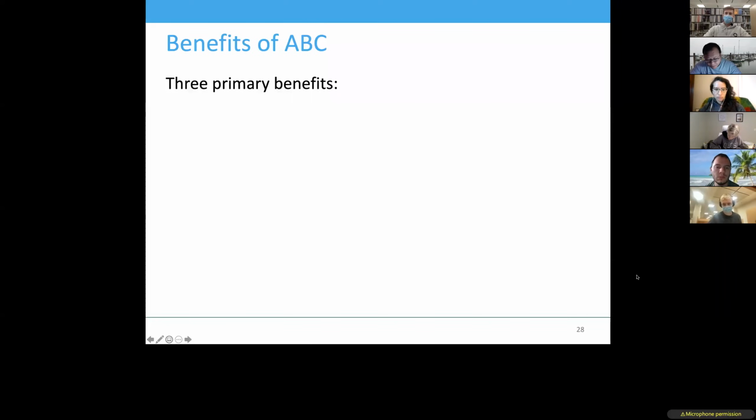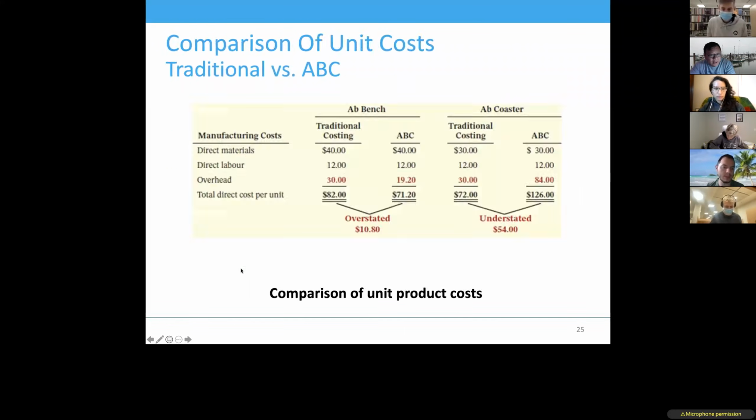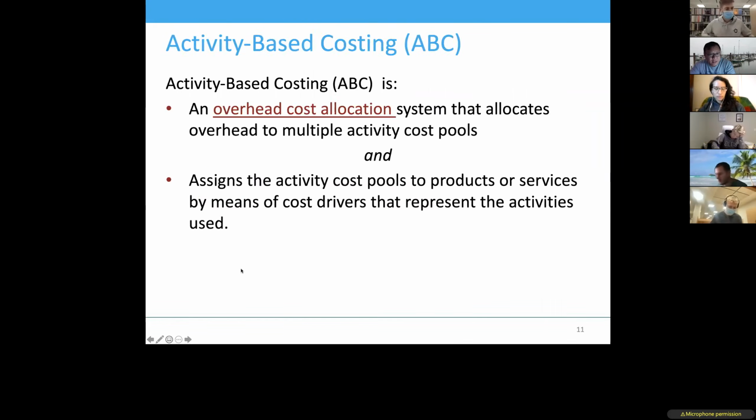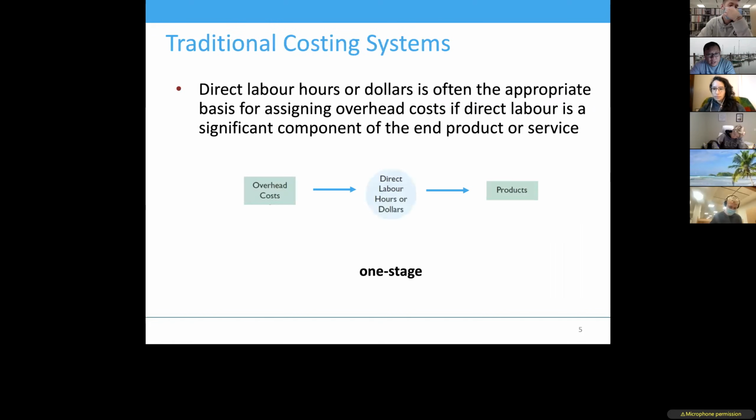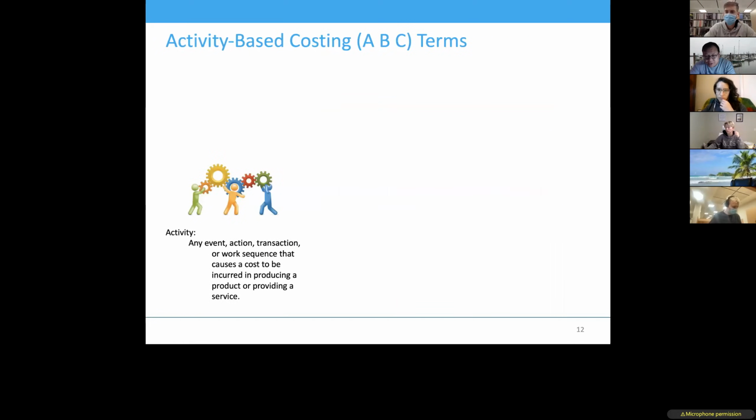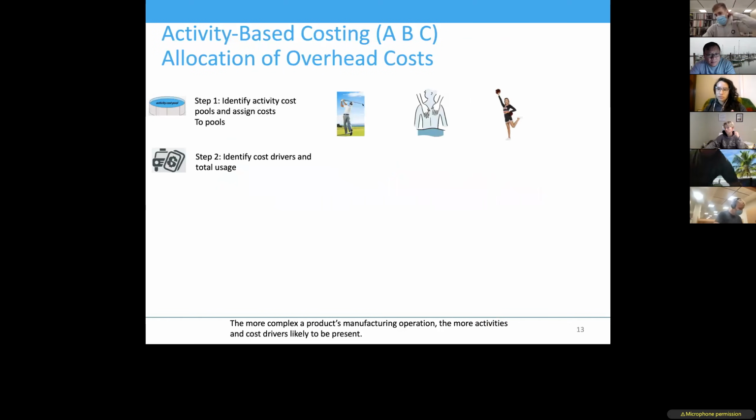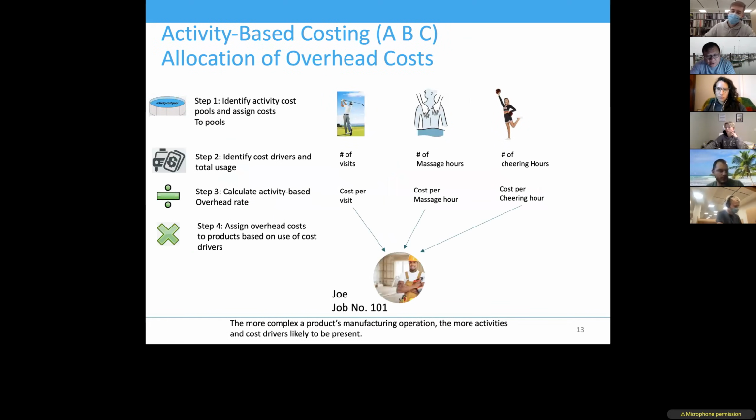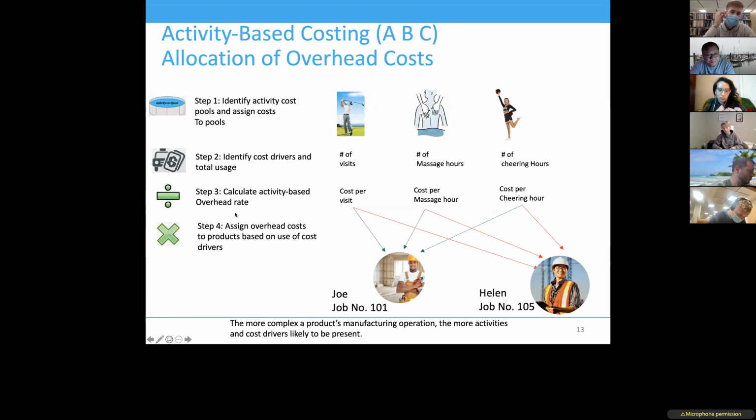Okay, so we talked about this in the first class on Tuesday. We contrasted the two different systems, the traditional costing versus the new approach, which is ABC. And we talked about the 4 steps, right? So this shows us how we are going to use ABC to allocate overhead cost, and there are 4 steps.